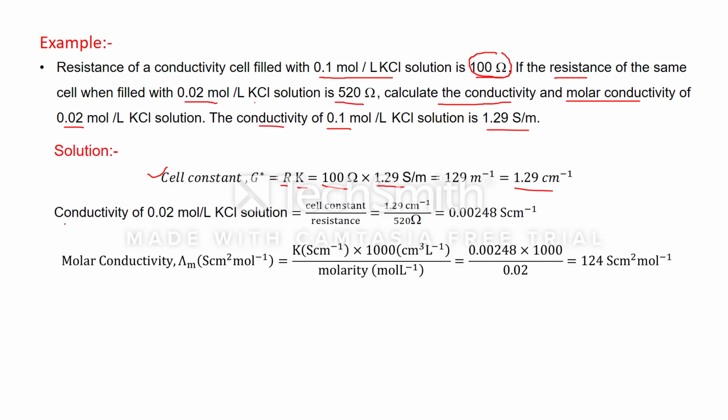Now, when we know the cell constant, we can find out the conductivity of 0.02 mole per liter KCl solution, and this is cell constant divided by resistance. Cell constant we determined, and resistance is given in the question, 520 ohm. Put the value and this will come 0.00248 Siemens per centimeter. If we know the conductivity, we can find out the molar conductivity. Put the value. This is conductivity multiplied by 1000 divided by molarity, which is given, 0.02 mole per liter KCl. If you put the value, this will come 124 Siemens centimeter square mole inverse.